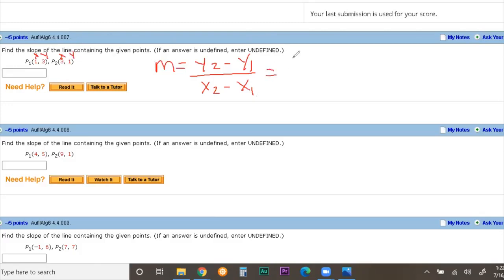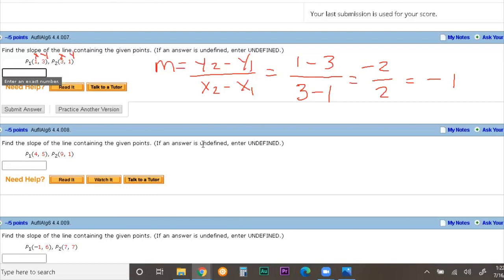for y2, we'll have 1, and for y1, we'll have 3. So that's 1 minus 3. For x2, we have 3, and for x1, we have 1. So we got 3 minus 1. So we have 1 minus 3, which is negative 2, and we have 3 minus 1, which is positive 2. So our slope is negative 1.